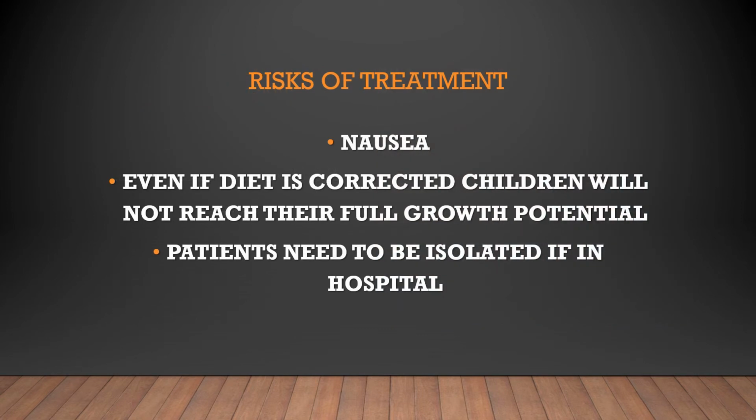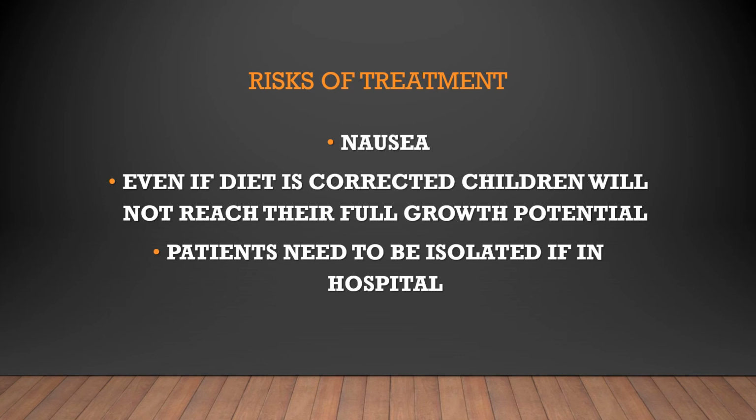The risk of treatment for marasmus includes nausea. Although a diet is corrected, a child will never reach their full growth potential. Patients with marasmus should be isolated from other patients, especially children with infections. Treatment areas should be as warm as possible, and bathing should be avoided to limit hypothermia.